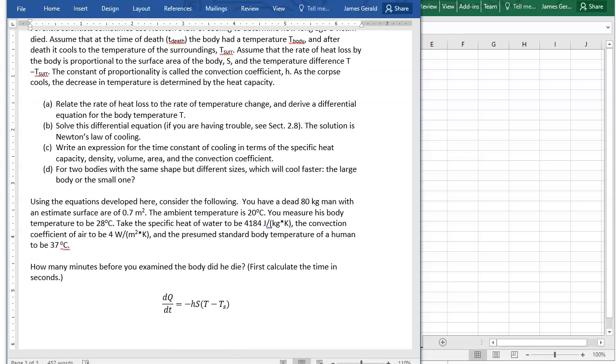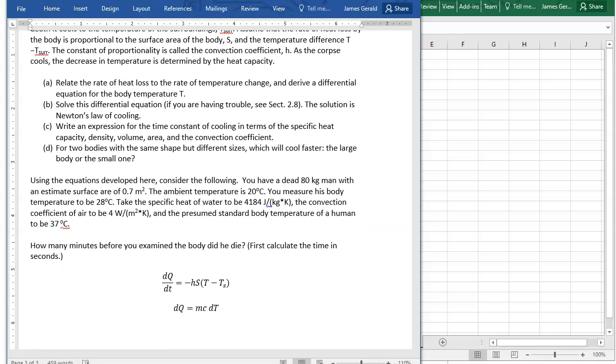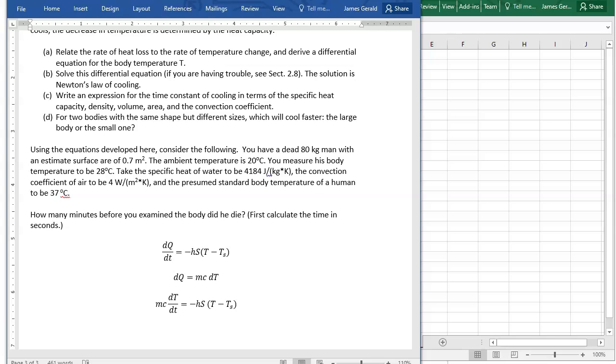The other thing we know is dQ is equal to mc dT, right? So from the heat capacity or specific heat, dQ is mc dT. And so we can change this, we're just substituting into the first one: mc dT/dt equals minus HS times T minus TS. Now, I'm going to change variables a little bit here because it's going to make it easier to solve this differential equation and set up the initial conditions.